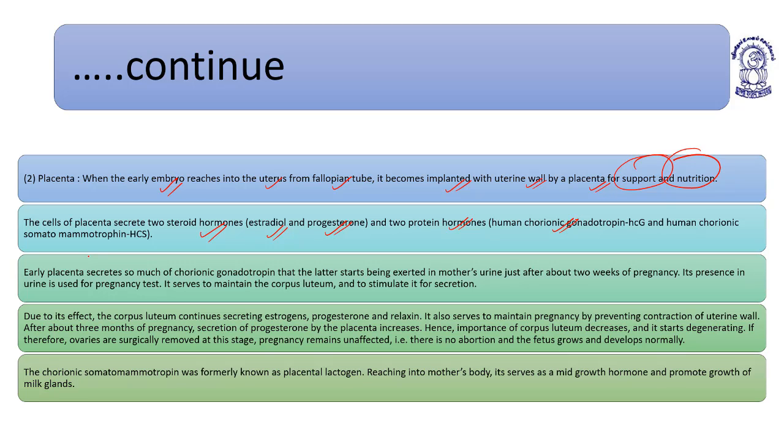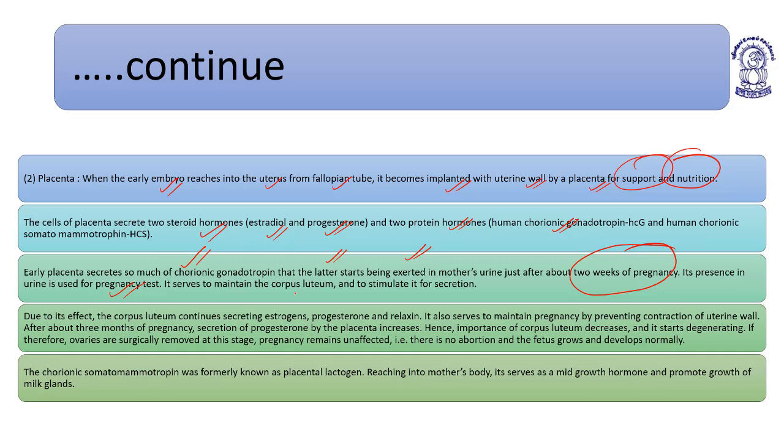There are two steroidal hormones and two proteinaceous hormones. Steroidal hormones include estradiol and progesterone, and proteinaceous hormones include HCG, human chorionic gonadotropin, and human chorionic mammotropin. Early placenta secretes so much chorionic gonadotropin that it starts being excreted in the mother's urine just after 2 weeks of pregnancy. Its presence is used as a pregnancy test.